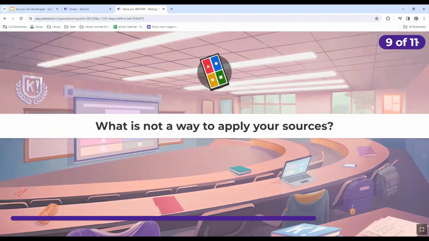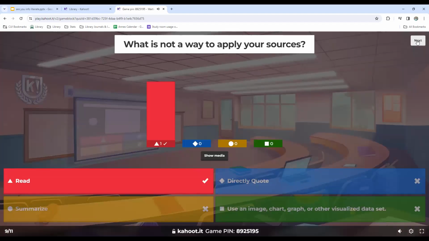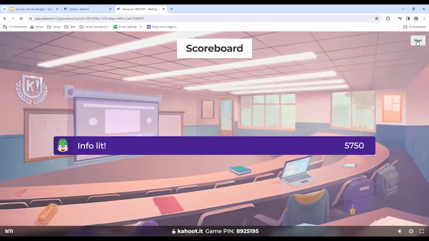So, which is not a way to apply sources? Is it by reading them, summarizing them, quoting directly, or using an image, chart, graph, or other visualized data set? That is correct again. Reading is a great way to start analyzing the source, but it's not officially considered applying the source.